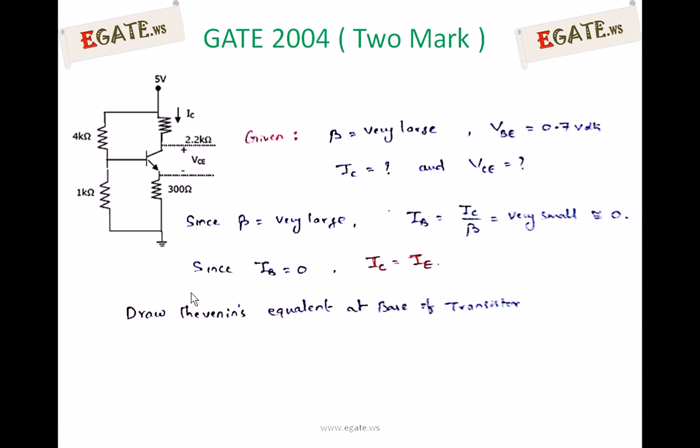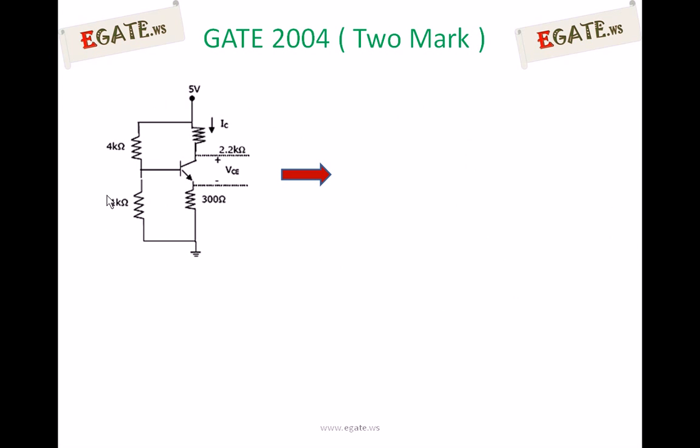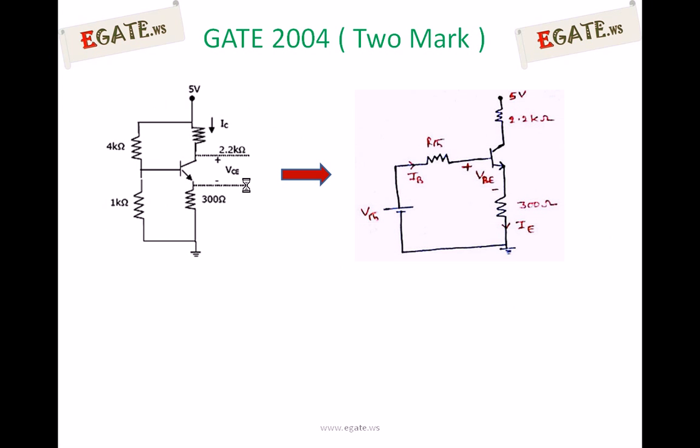Since it is self-bias, first you have to draw the Thevenin's equivalent at the base side. The base side circuit is replaced with Thevenin's equivalent, that is, a Thevenin's voltage with a Thevenin's resistor. So this is the circuit. The base side has been replaced with a Thevenin's voltage and a Thevenin's resistance. RTH is nothing but R1 parallel R2, that is 4 kilo ohms parallel 1 kilo ohm.